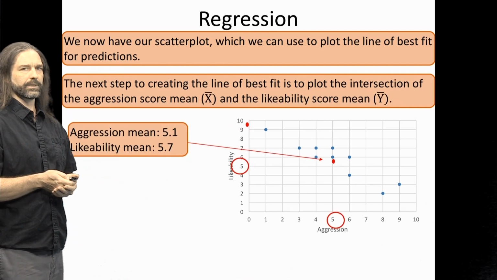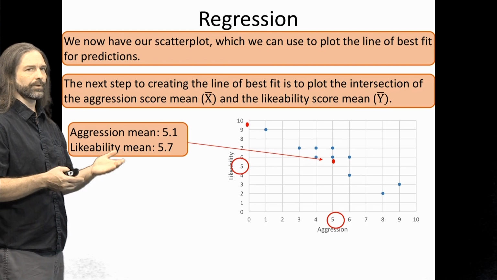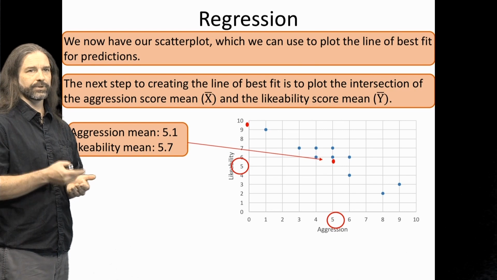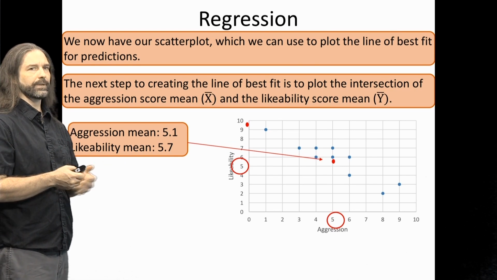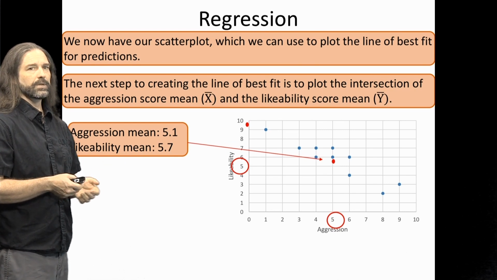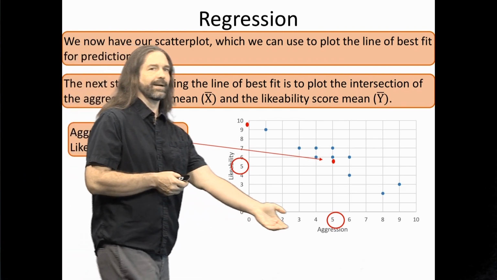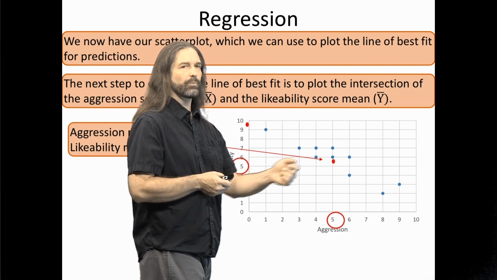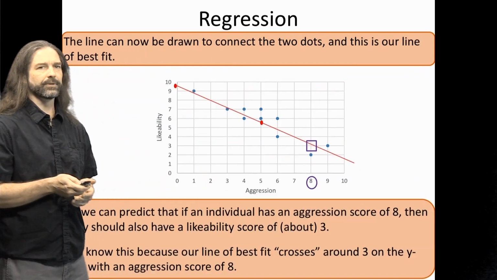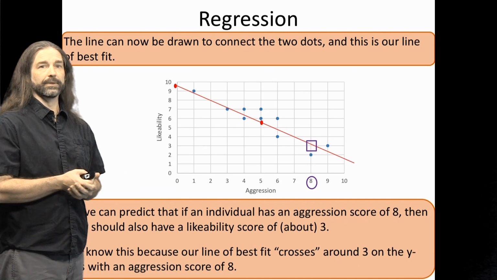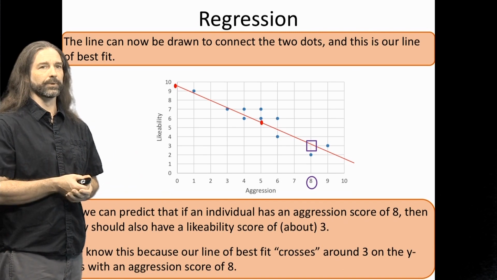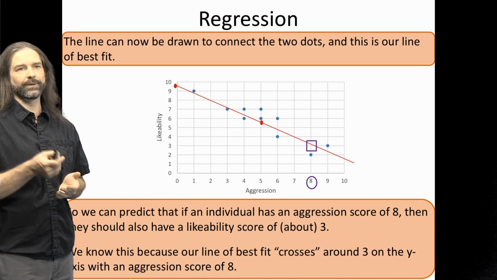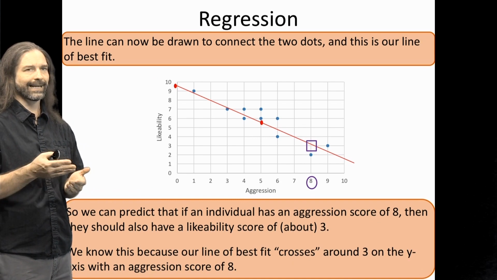Well, our second point is by basically plotting the means of both aggression and likability. If you recall in the previous slides, our aggression average score was 5.1, our likability average score was 5.7. So by finding the intersect of 5.1 for aggression and 5.7 for likability, we get that second point on the line. Then all we have to do is connect those dots, and this is our line of best fit, or our regression line.